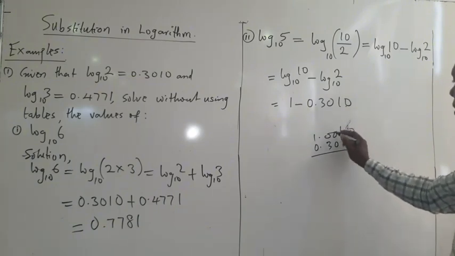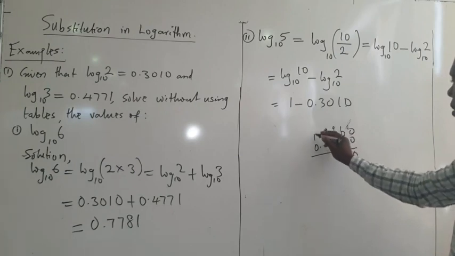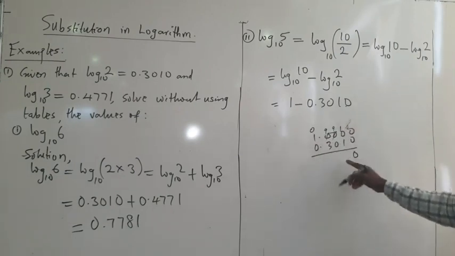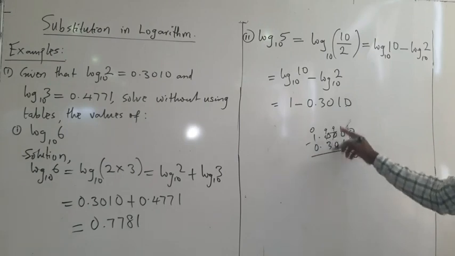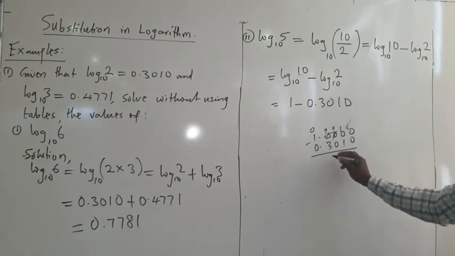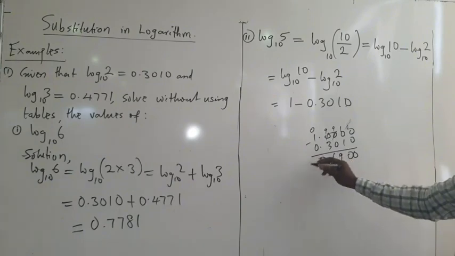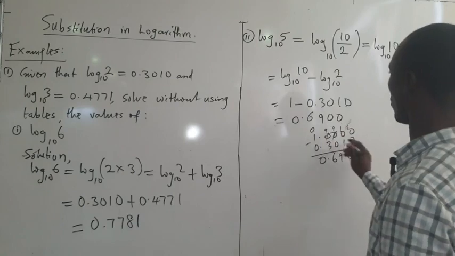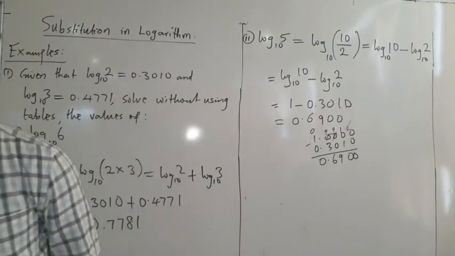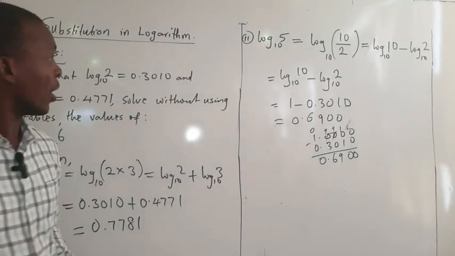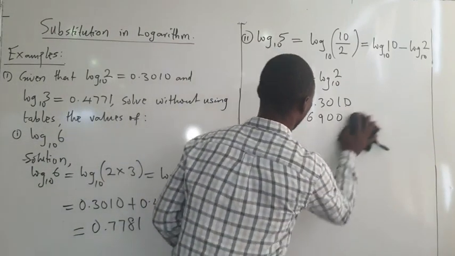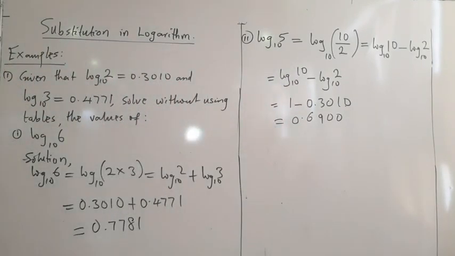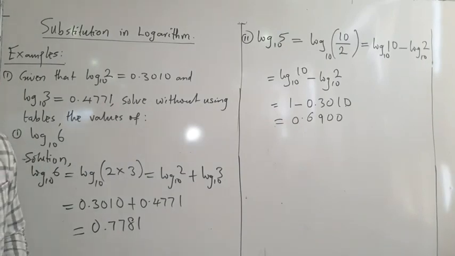So we have 10, 9, and 9, then 0. So 1 minus 1 is 0, then 9 minus 0 is 9, 9 minus 3 is 6, then 0. So the answer is 0.6900. So that's the answer to the second question, that is under Roman figure 2 under question 1. Then question 3, Roman figure 3 under question 1.